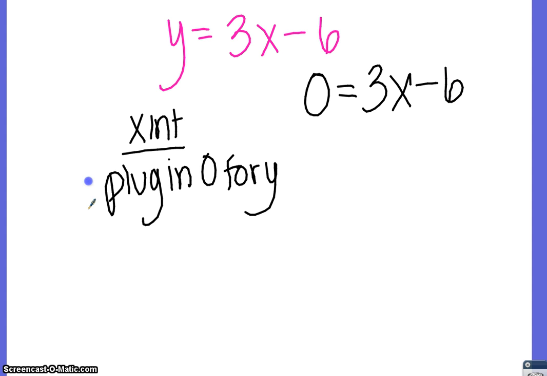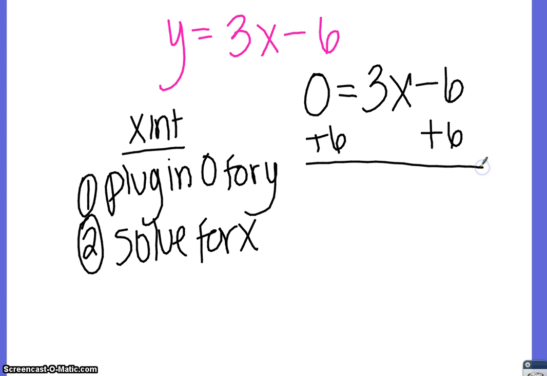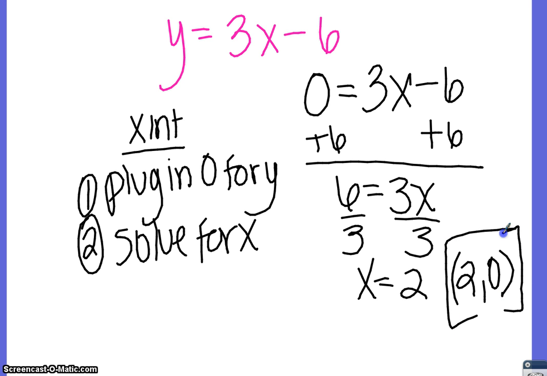And then the next step is going to be to solve for x. So here I'm going to add 6 to both sides. I have 6 equals 3x. Divide both sides by 3. X is equal to 2. So how would I write my x-intercept? That's right. I would have 2, 0. So there's my x-intercept.